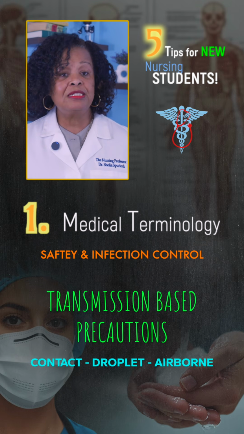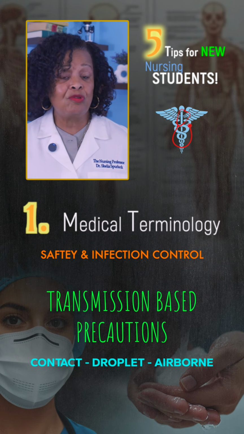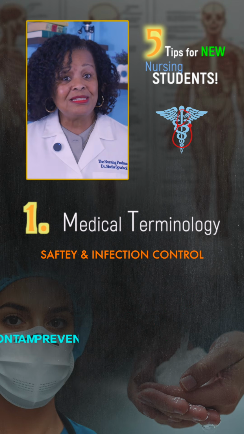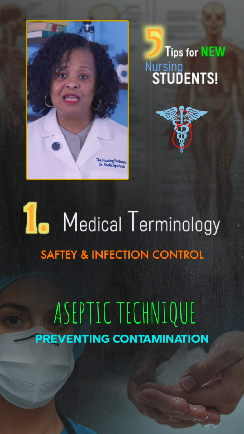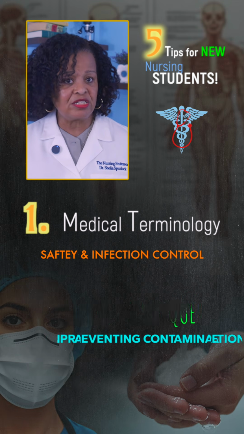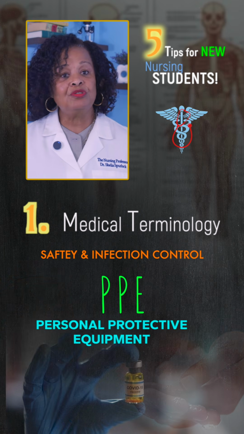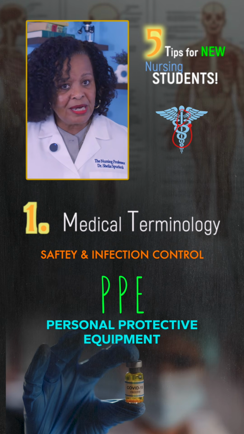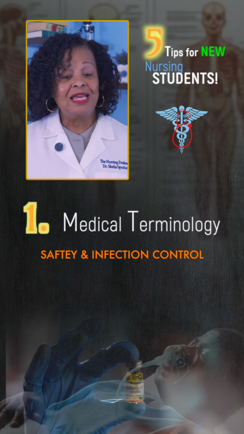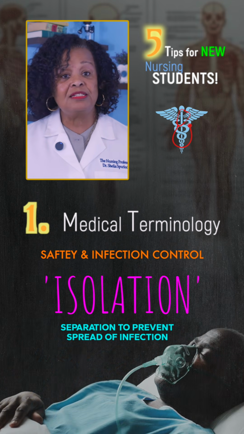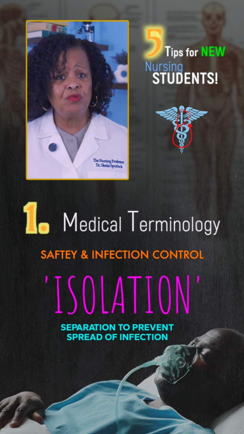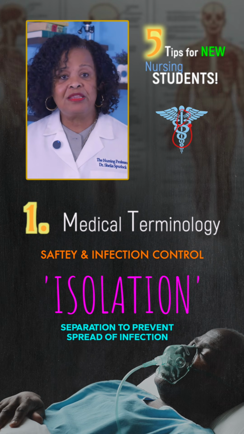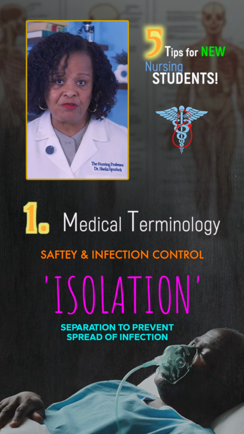Transmission-based precautions include contact, droplet, and airborne. So you need to know those. Aseptic techniques means preventing contamination. So that's like your hand washing. PPE would be personal protective equipment. That's going to be like the gloves. You don't touch blood or body fluids without having on gloves. Isolation means your person has some sort of infection. You definitely don't want that to spread, like COVID, for example. And you're going to separate that person by having that person in a private room.